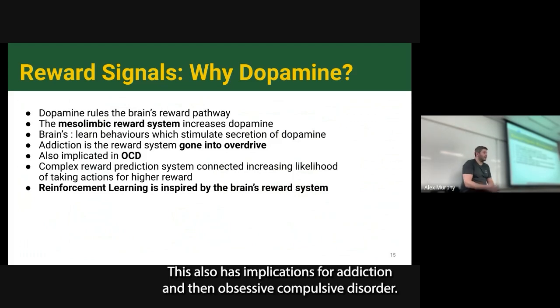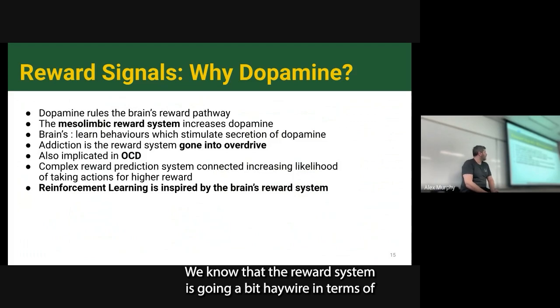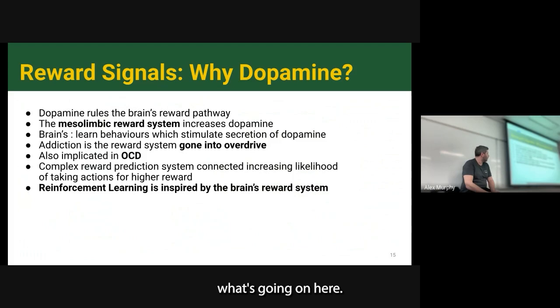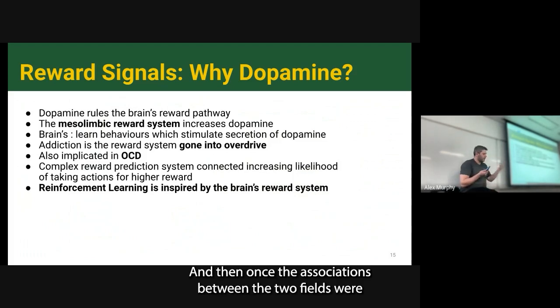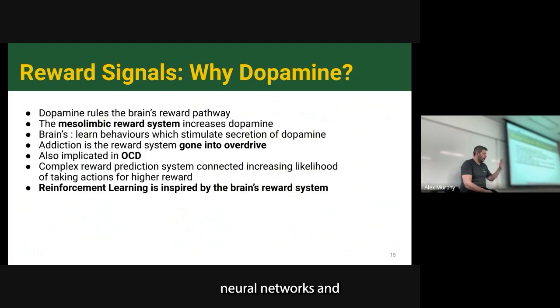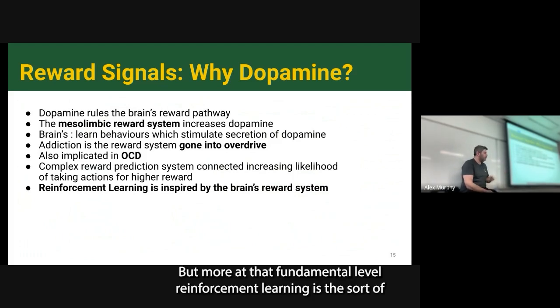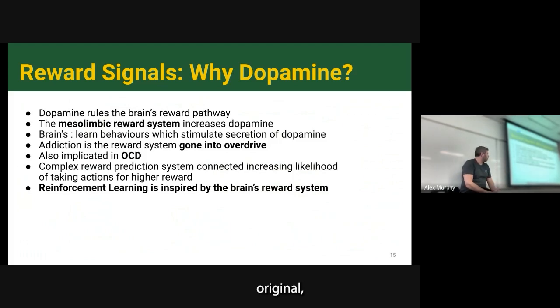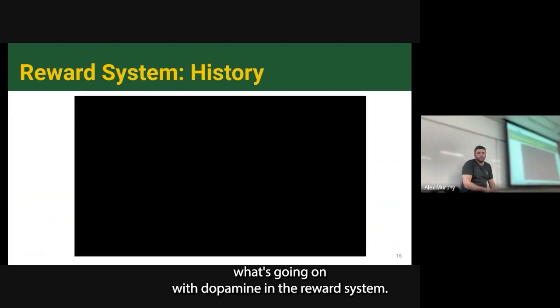This also has implications for addiction, and in obsessive compulsive disorder, we know that the reward system has gone a bit haywire. And the complex reward system, the observations that we had in animal studies, had a role in developing reinforcement learning. I think this was an idea that was going on ahead, and then once the associations between the two fields were established, this provided a lot of ability to test theories and work on algorithms that would be more brain-like. So in terms of the whole course, machine learning in the brain, we've seen quite a lot of direct mapping between neural networks and the brain. But at a more fundamental level, reinforcement learning is the original stronger connection in terms of seeing what's going on with dopamine and the reward system.